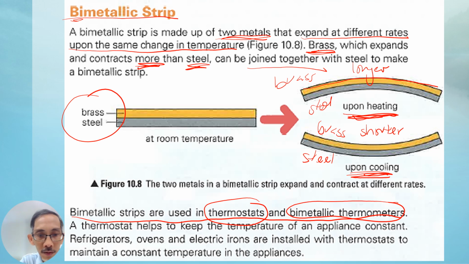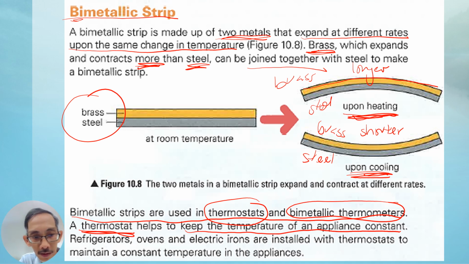So what is a thermostat? In this case, a thermostat is a device that is used to keep the temperature of appliances constant. That means it helps to control and maintain constant temperature. So where do you find a thermostat? Or where will you find devices or appliances that need temperature to be kept constant?